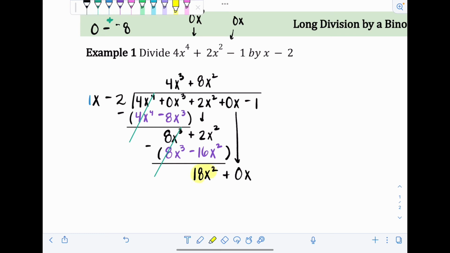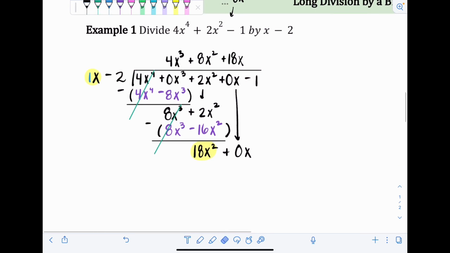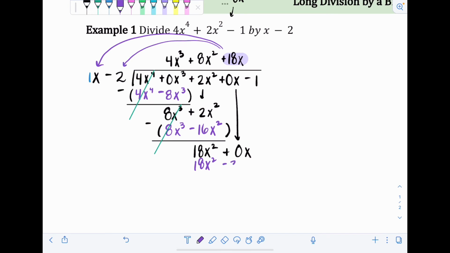So this is my new first term: 18x squared divided by x. So 18 divided by 1 is 18. X squared divided by x is x to the first power. And then now I have a new first term up top. I'm going to take that new term only and multiply it through. So 18x times x is 18x squared. 18x times negative 2 is a negative 36x.